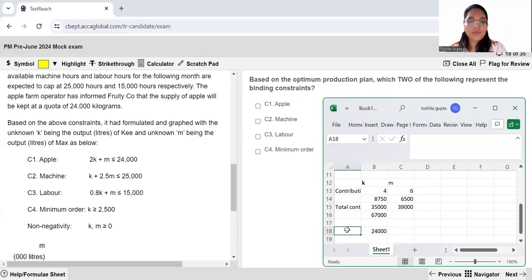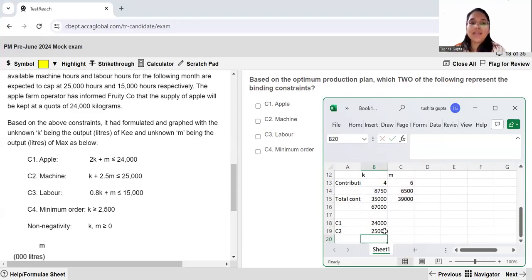Now, this was constraint C1. Let's evaluate constraint C2 also. Constraint C2 is regarding machinery. So K over here is this much plus 2.5 M. 2.5 multiplied by M, which was 6,500, gives 25,000. This also gets utilized absolutely completely. So even if this falls short even by 1 hour, you're going to be in trouble.